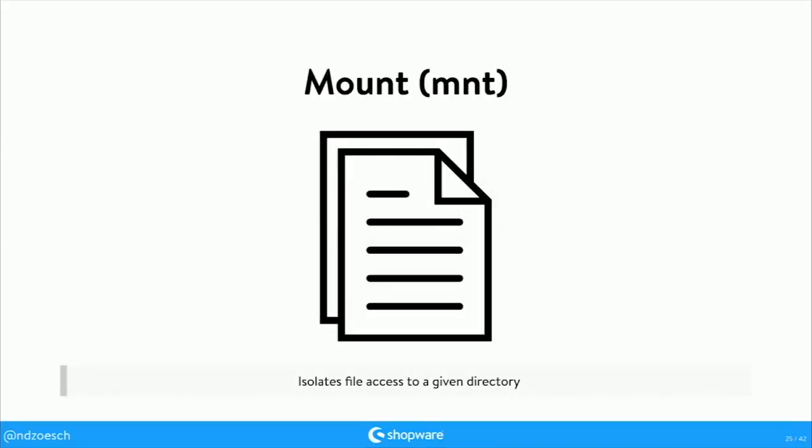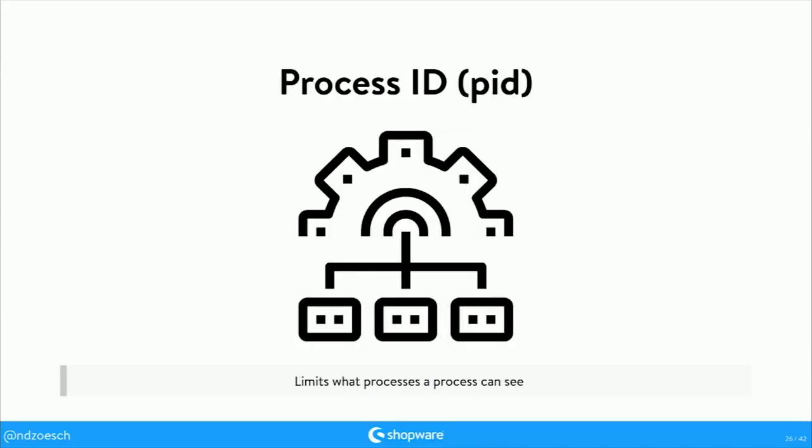It's mount. The mount namespace isolates the file access to a given directory. So the process, again, this is important, is limited in what it can see on the host system. The process that we are running in a namespace can only see the files we allow it to see. Same is for process ID, or PID. This limits what other processes can be seen by a process.